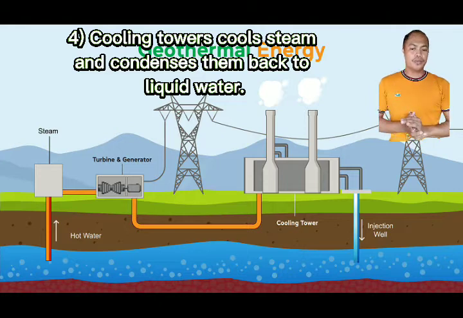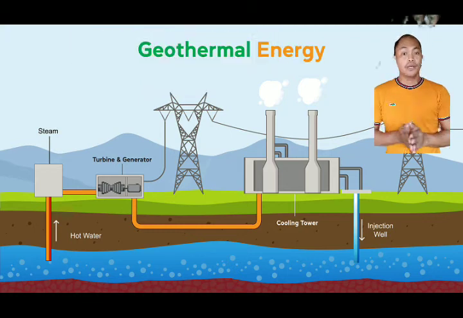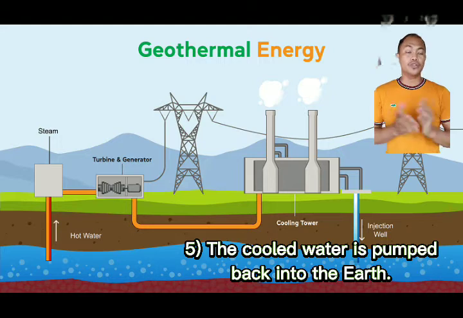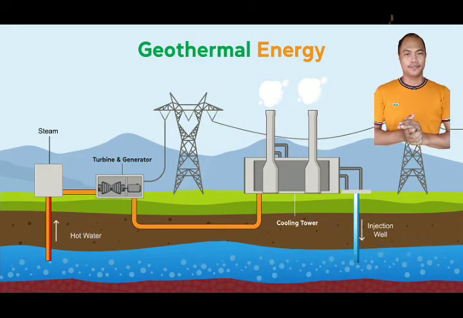The cooling chambers or towers cool the steam and condense it back into water. And last, the cooled water is pumped back into the Earth, and then the cycle repeats over and over.